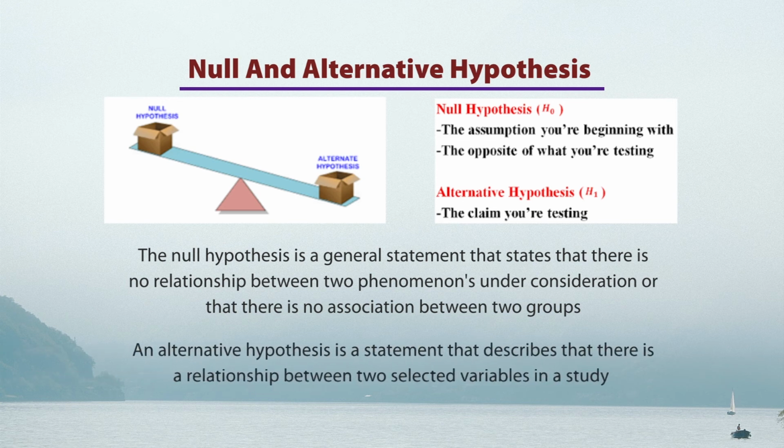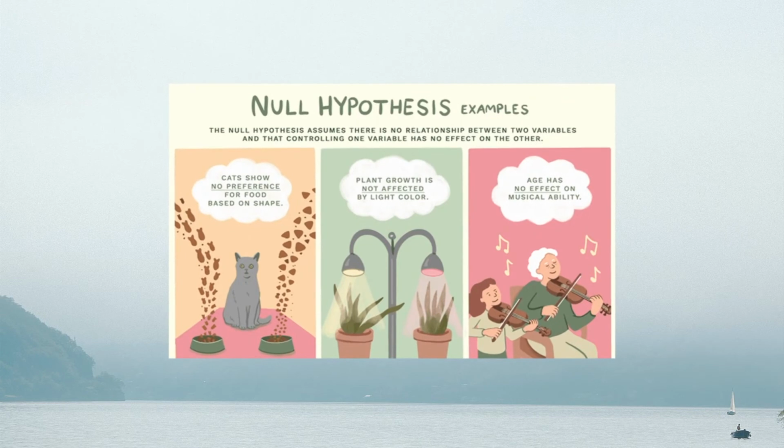So an alternative hypothesis is a statement that describes that there is a relationship between two selected variables in a study. When you start with the null hypothesis, then you have a certain alternative hypothesis, and finally, if the null hypothesis is rejected, then the alternate hypothesis is accepted. So the assumption is beginning with the opposite of what you are testing. The alternate hypothesis is the claim you are testing, and the null hypothesis assumes that there is no relationship between two variables, and that controlling one variable has no effect on the other.